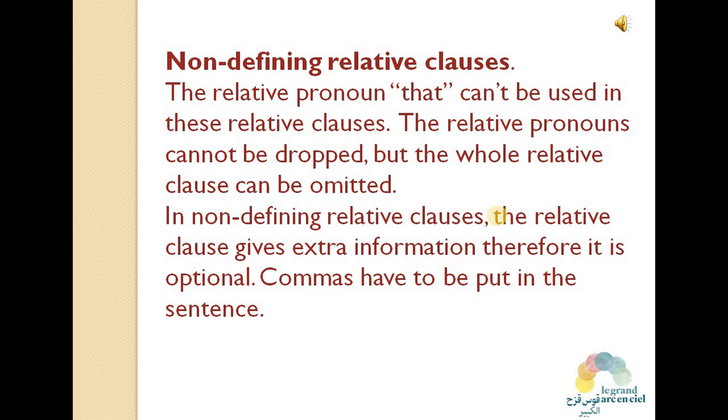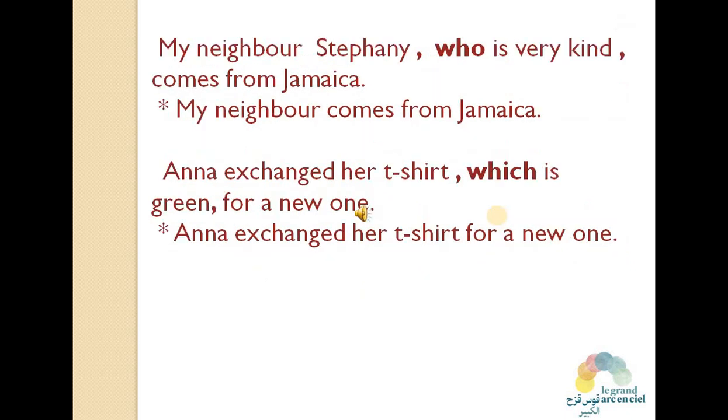Non-defining relative clauses. In these clauses, the relative pronoun that can't be used. The relative pronouns can't be dropped either, but the whole relative clause can be omitted. In non-defining relative clauses, the relative clause gives us extra information. Therefore, it is optional and commas have to be put in the sentence.